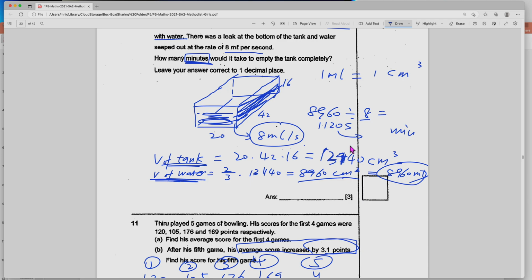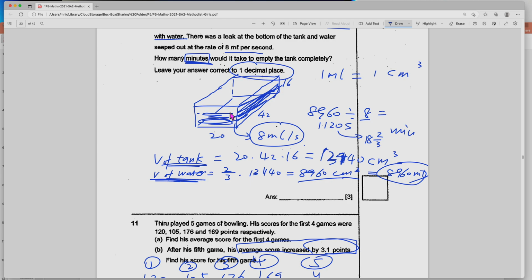How do you use the calculator? Okay, good. So you just shift and get it into this mixed number. 18 and 2/3. This is 18 and 2/3 minutes, right? Then you need to read the question. You leave your answer correct to 1 decimal place.